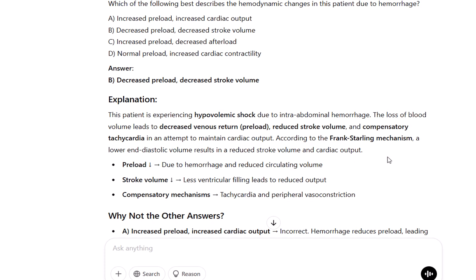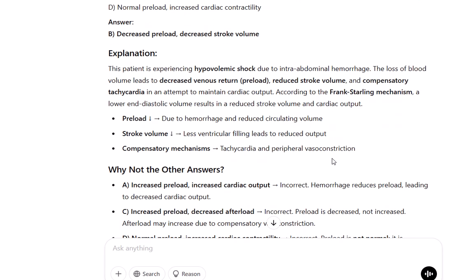and cardiac output. Decreased preload due to hemorrhage and reduced circulating volume, decreased stroke volume. Less ventricular filling leads to reduced output. Compensatory mechanisms: tachycardia and peripheral vasoconstriction.